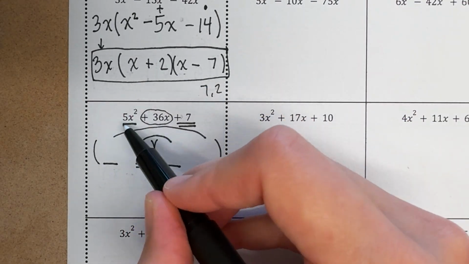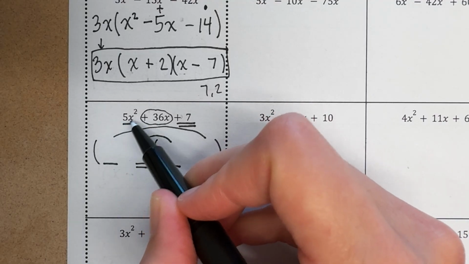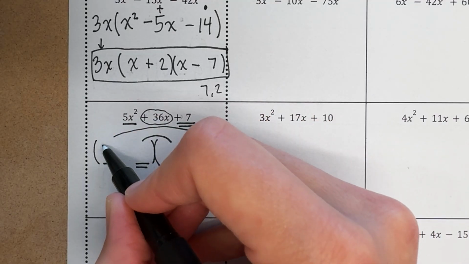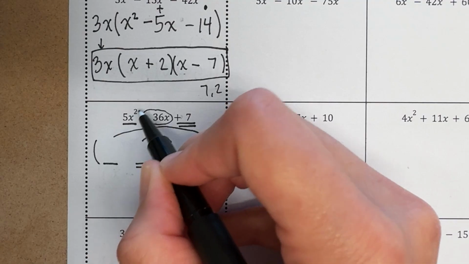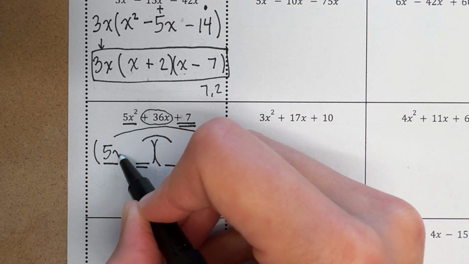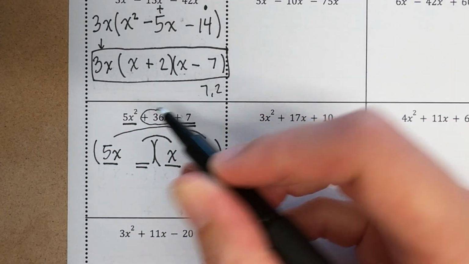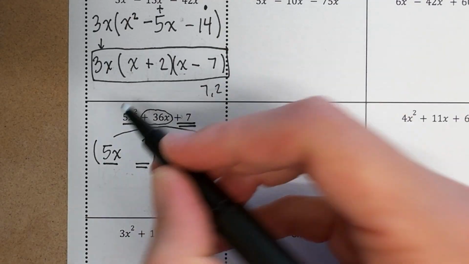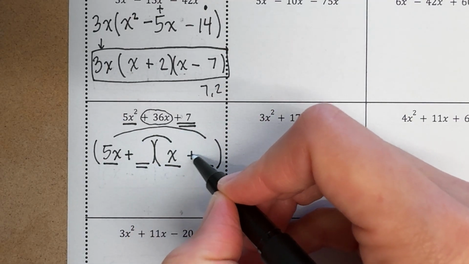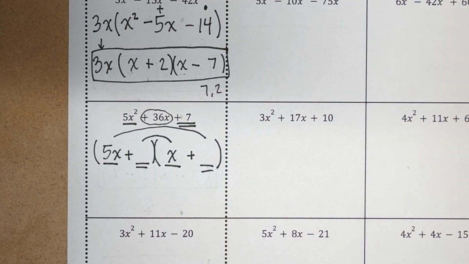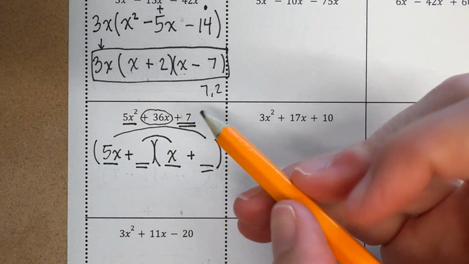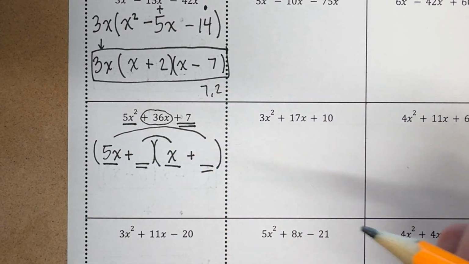To get 5x squared, 5 is prime. So there's only one way that I can multiply and get 5, and that's 5 times 1. And then x squared is x times x. So this is going to be 5x times x. I also notice that everything here is positive, so I'm just going to go ahead and throw my 2 positive signs in here. And now I'm going to switch to pencil. The reason is that here there's actually 2 possibilities, and the best way to figure out which one is correct is just guess and check.